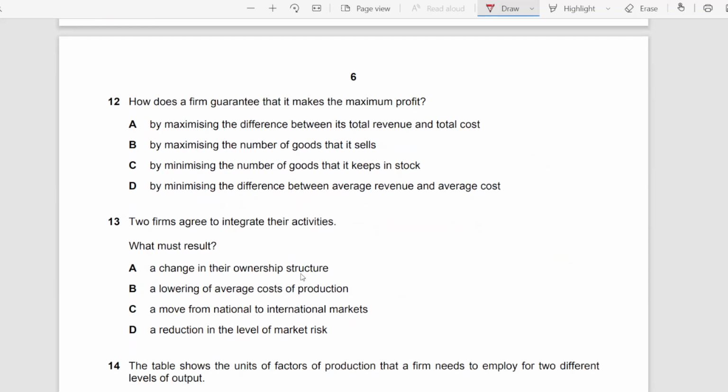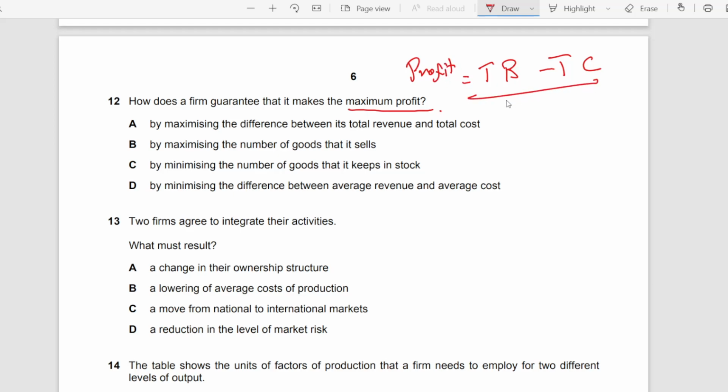How does a firm guarantee that it makes the maximum profit? By maximizing the difference between total revenue and total cost? Of course. What's the definition of profit? Total revenue minus total cost is equal to profit. This is the formula to calculate profit. Do you understand, guys? This is the formula to calculate profit. So A is going to be the correct answer for question number 12.